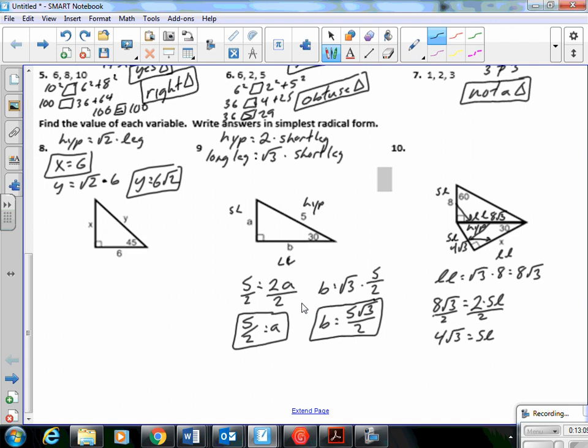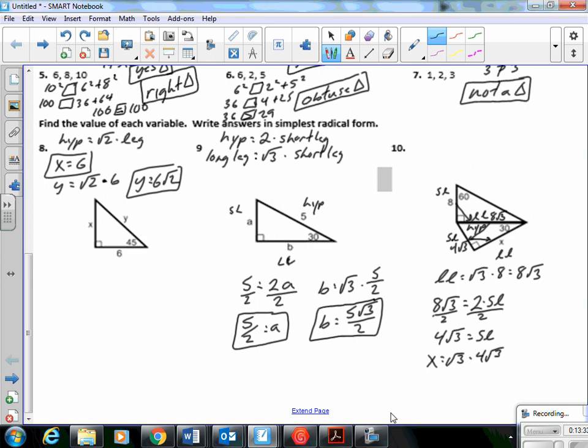And now that we know what the short leg is, we can move on to X, which is the long leg, basing it on the fact that the long leg is equal to the square root of 3 times the short leg. So X being the long leg is equal to the square root of 3 times 4 square roots of 3 for the short leg.